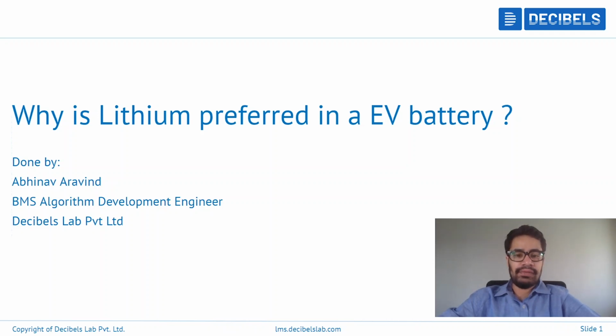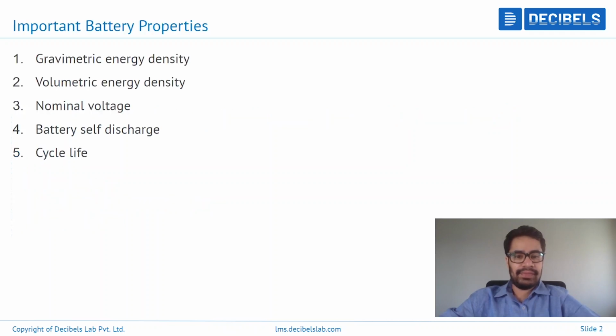In this video, we will see why exactly lithium is preferred in EV batteries over other types of battery material. So, we will compare these 5 important battery properties or parameters. Namely, we will compare these properties for nickel cadmium, nickel metal hydride, lead acid battery and lithium ion, and we will come to the conclusion by comparing all these properties as to why lithium is preferred.